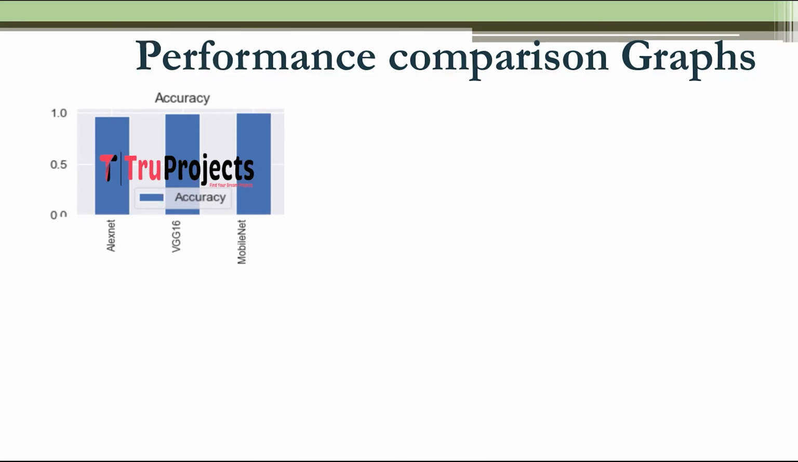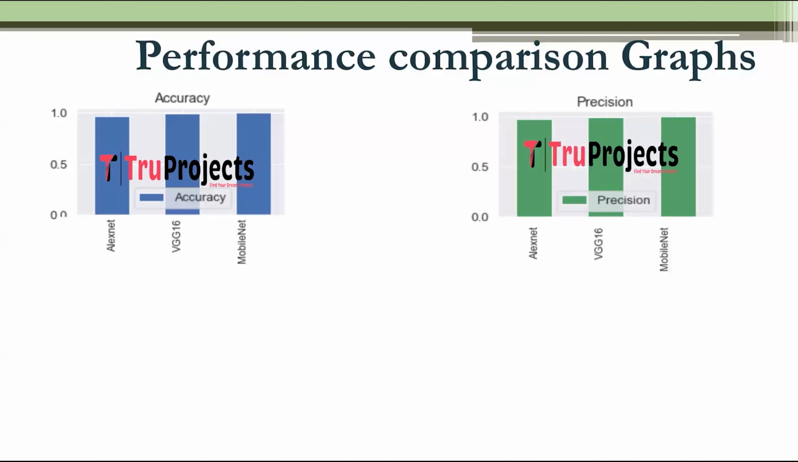First, we will know what is accuracy. It is the proportion of correct predictions in a classification task, measuring the overall correctness of a model's predictions. This is the precision score comparison graph. It is the ratio of true positive predictions to the total positive predictions, representing the model's ability to correctly identify relevant instances while minimizing false positives.